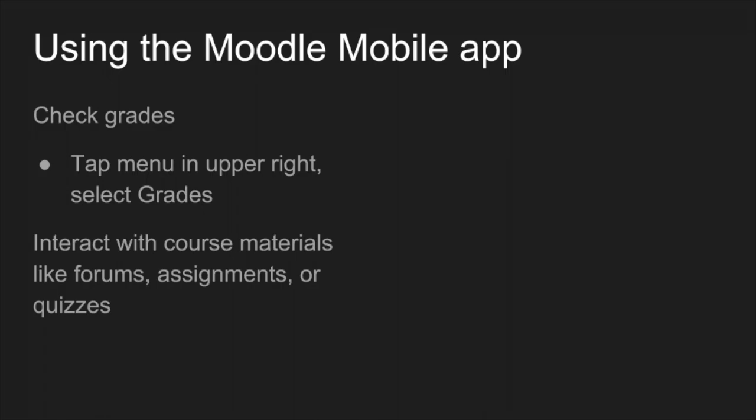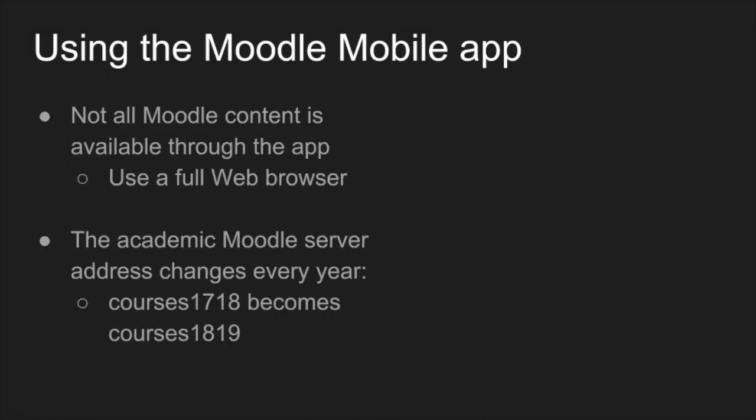However, there are some important things I want to caution you about when using the app. First, the mobile app can't do everything. The mobile app allows you to access most Moodle content, but there is some content in Moodle that can't be viewed with the app. If you try to access something that can't be displayed in the mobile app, you'll see a message telling you to use a web browser instead.